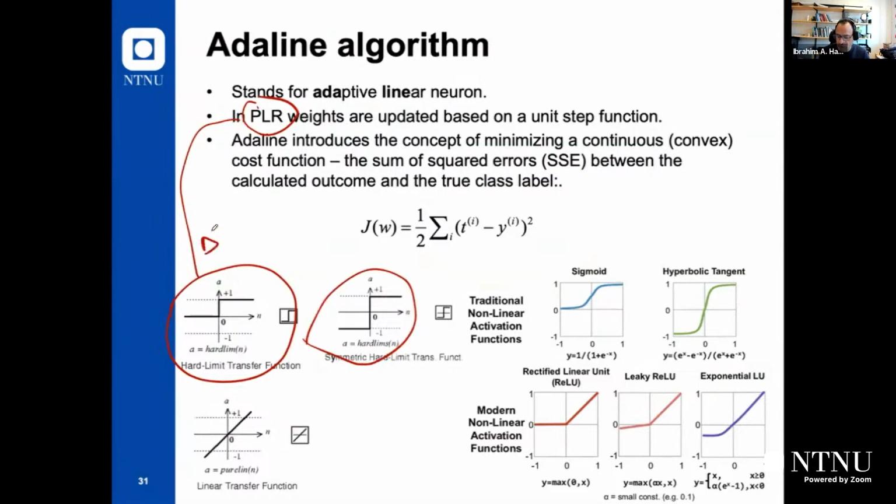So again, delta omega was eta multiplied by error multiplied by input x. We cannot use this one. If you want to use a perceptron with a different activation function, in this case, we need to use gradient descent to minimize it. And in this case, you need to define a cost function, and we need to try to find omega which will minimize this cost function.